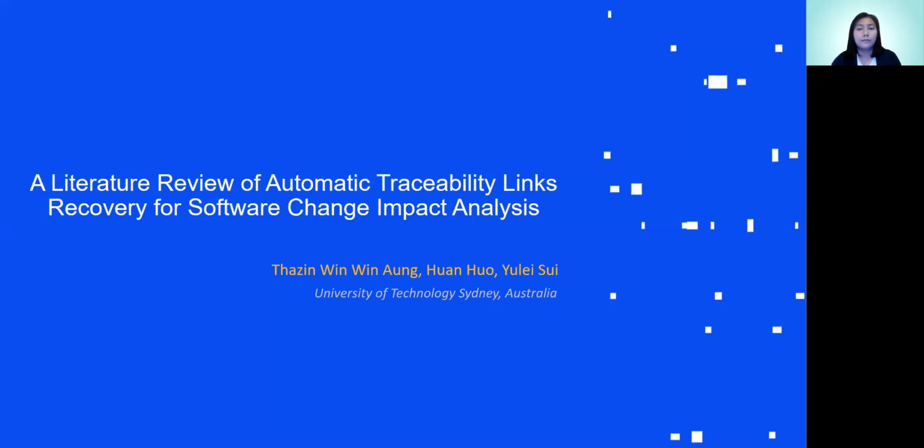To start off with, this paper is about a literature review of automated traceable link recovery approaches in the area of software change impact analysis. Basically, we analyze and summarize previous studies which mainly focus on automating the trace link recovery approach to support the software change impact analysis activity.